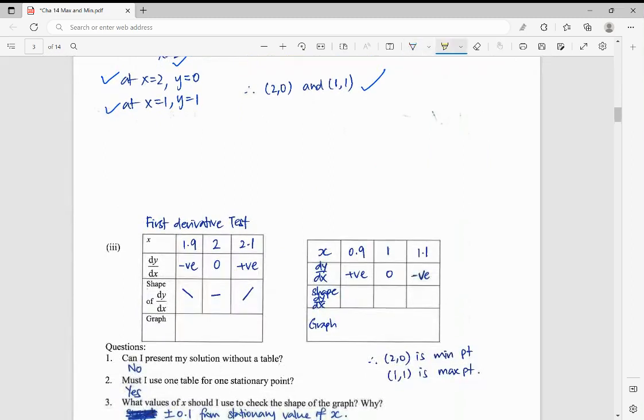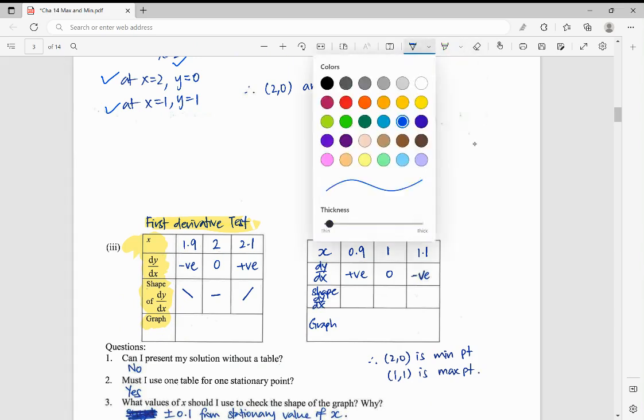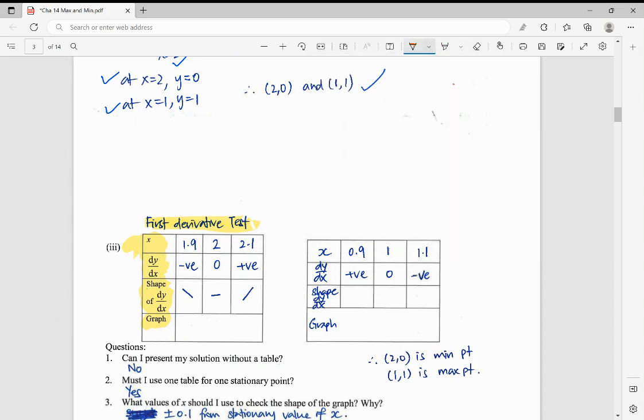In the first derivative test, this is what we do. We will start by drawing a table, and in this table, you will have x, dy/dx, shape of dy/dx, and of course finally the graph. Since there are two stationary points, we will have to have two tables. For the first stationary point, I will draw my first table.